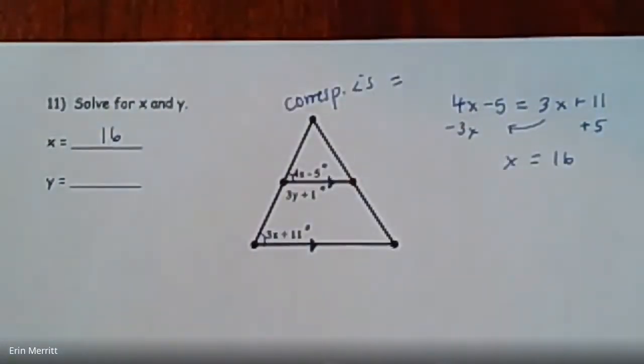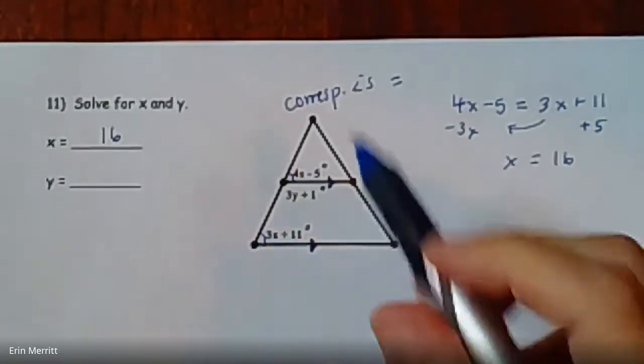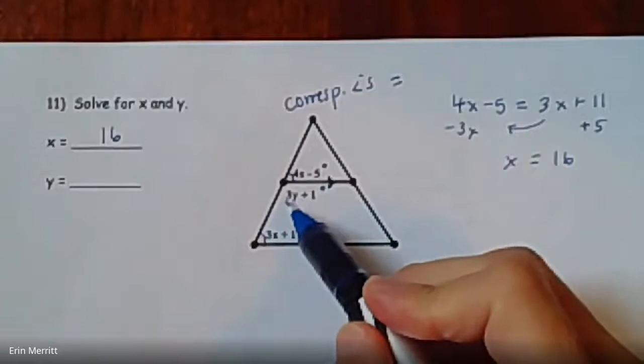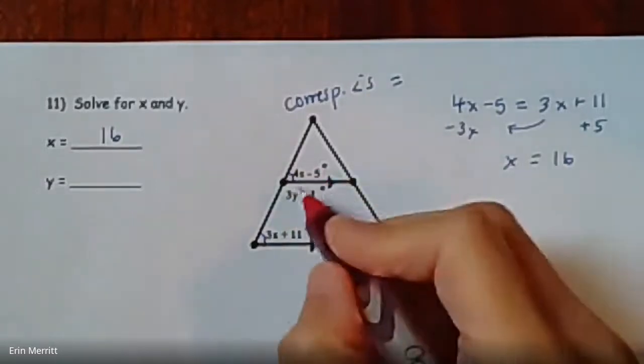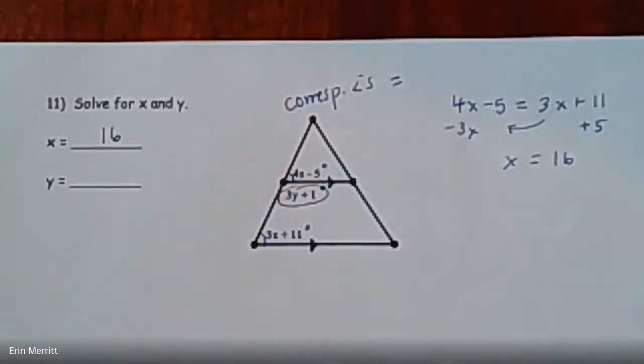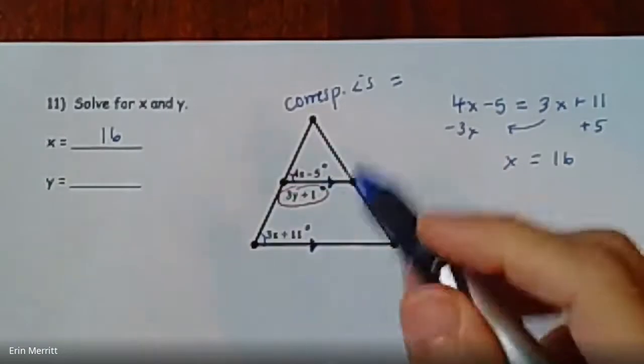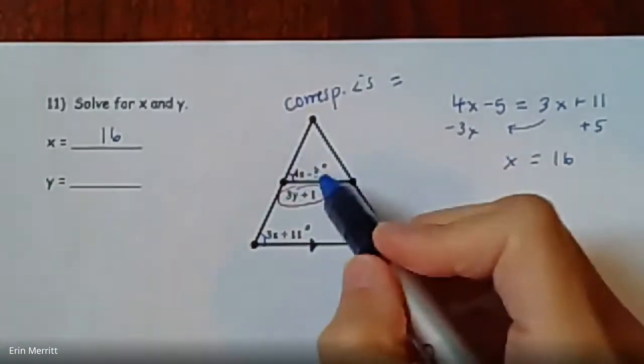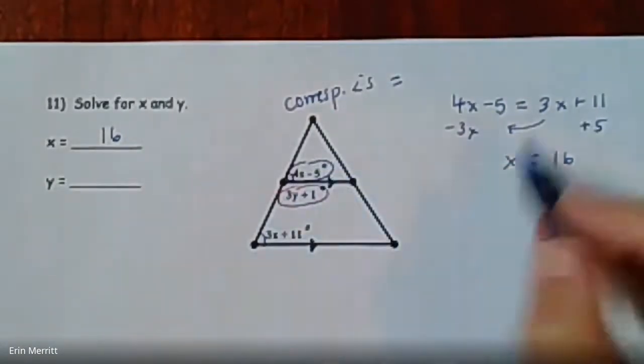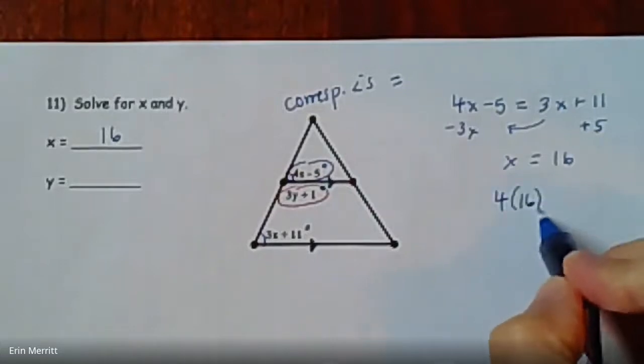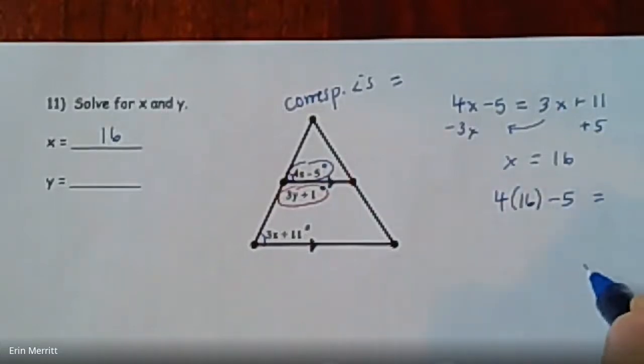To now get the value of y, let's use that value of x to help us. If I want to, I can plug in and solve for this angle. I'll circle it right here. So let's plug in and solve for the one next to it. So 4 times 16 and then minus 5. 4 times 16 is 64, unless my mental math is failing me. And then subtract 5. That's going to be 59 degrees.